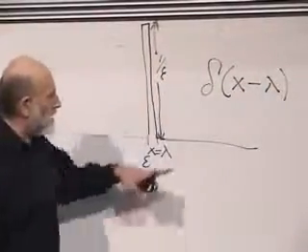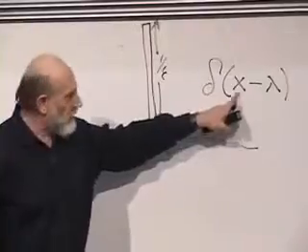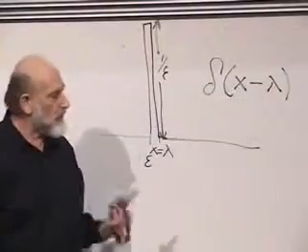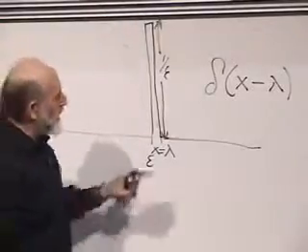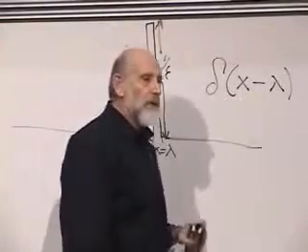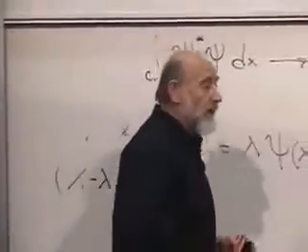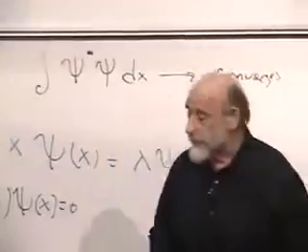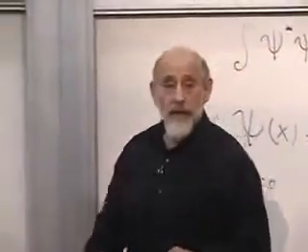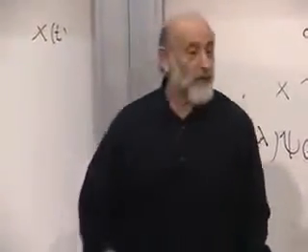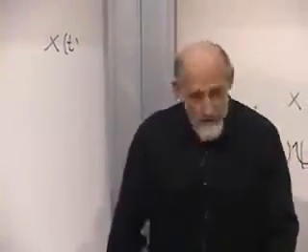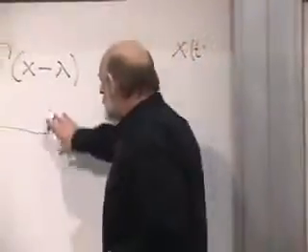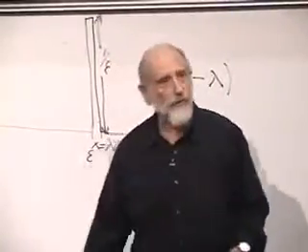It's 0 except when the argument is equal to 0. Except when x minus lambda is equal to 0, the delta function is a high, narrow spike. But when x minus lambda is not equal to 0, the function is 0. That's called the Dirac delta function. Now, to give a precise mathematical definition, you get uncomfortable with functions which are as loosely defined as this, and you should. There is a precise definition of the delta function.